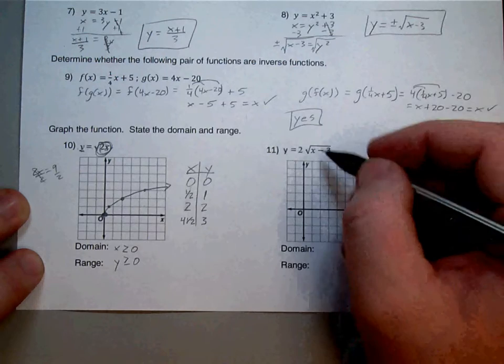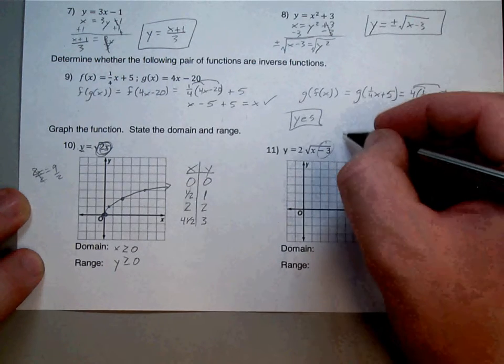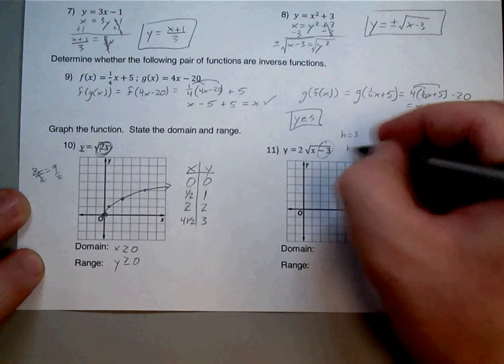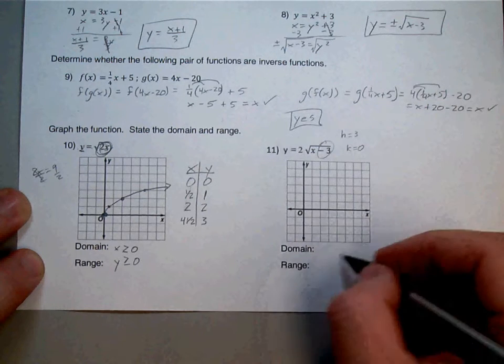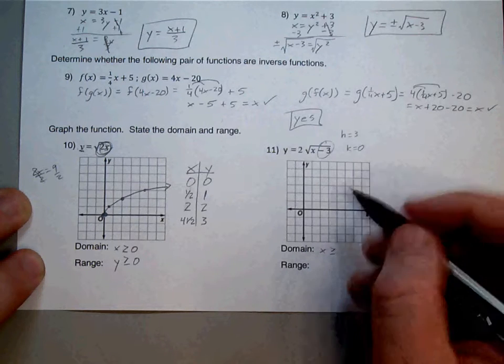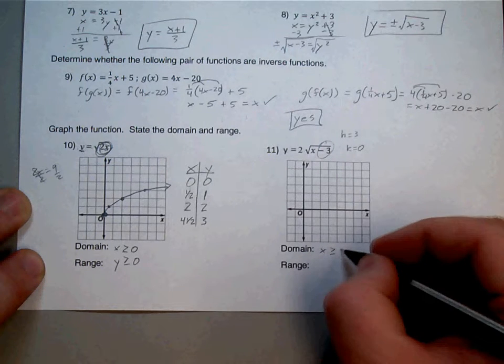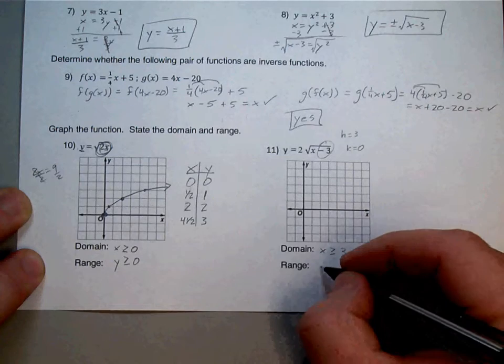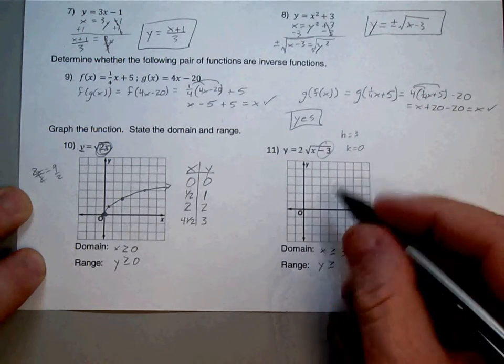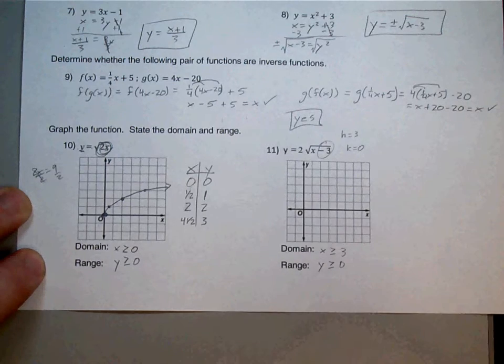Number 11. Now we've got an h. We have to switch signs, so h is a positive 3. There's still no number at the end, so k is 0. So our domain, x is greater than or equal to our h value, which is 3. Our range, y, it is positive a, so it's opening up, so greater than or equal to whatever our k is, which is 0.